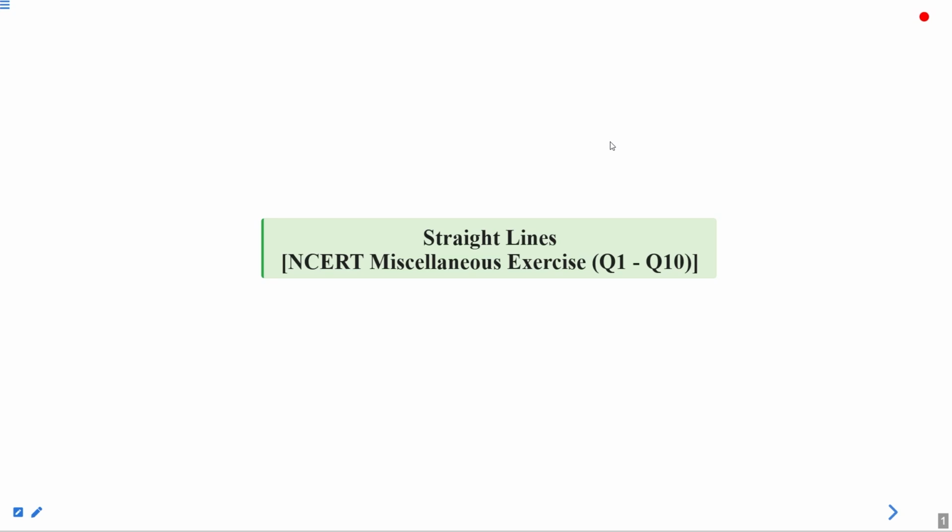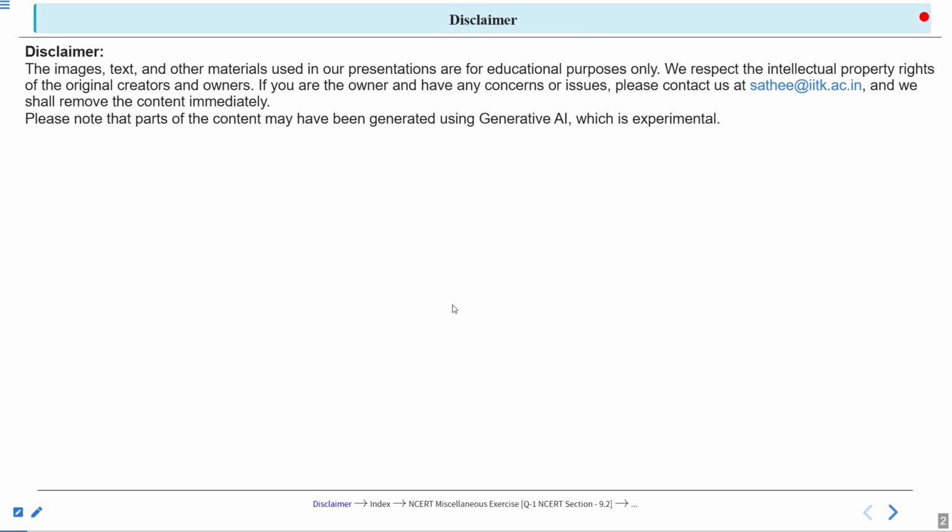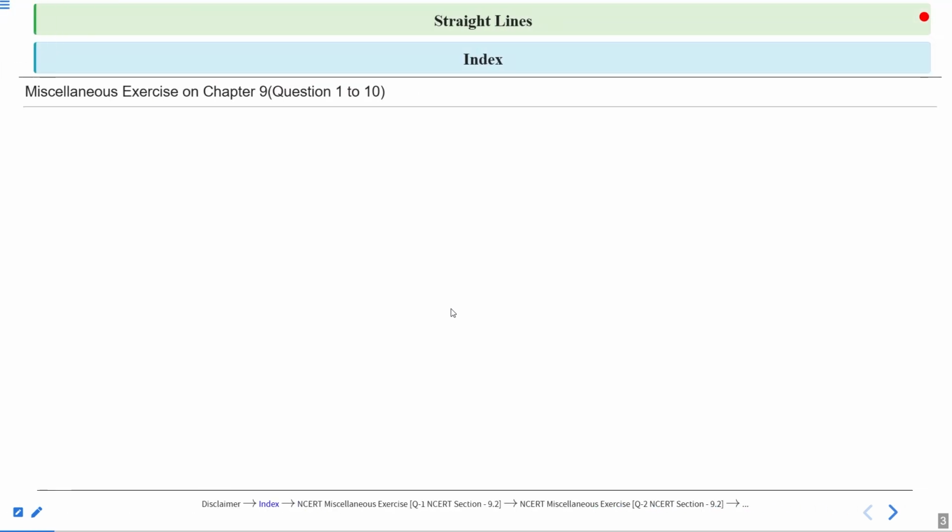So in this lecture, we will discuss NCERT miscellaneous exercise, question number 1 to question number 10. So this is the disclaimer. We will cover miscellaneous exercise 1, chapter 9, straight lines, question number 1 to 10. First of all, make sure you have your notebooks and pens. So let's get started.